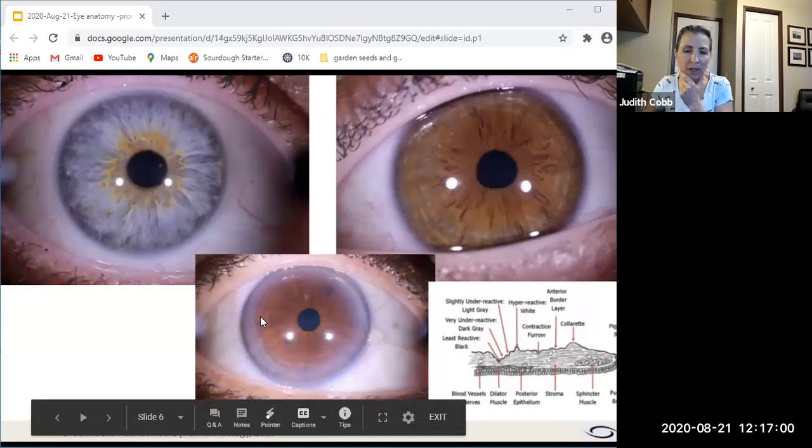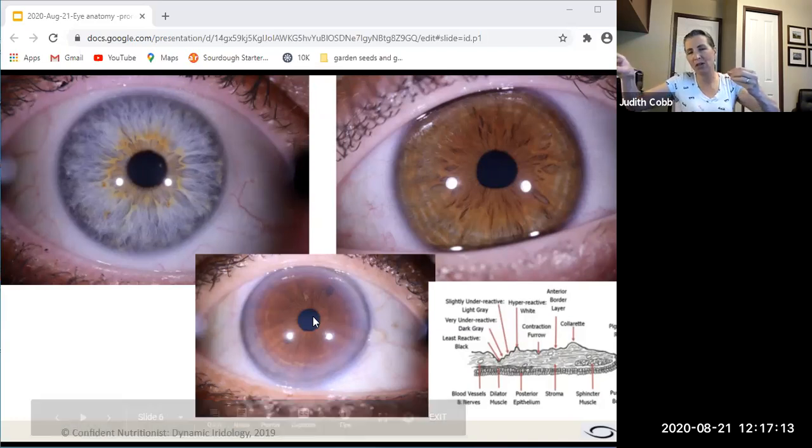Okay, so that's something that we need to recognize, is contraction furrows don't go away. They don't disappear. They don't heal. When they get lighter, they're not healing. When they get lighter, it's because the pupil has gotten smaller, and now those fibers are being stretched out, so the dips and the kinks aren't as deep.